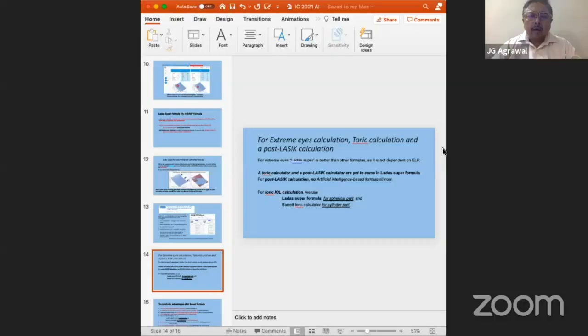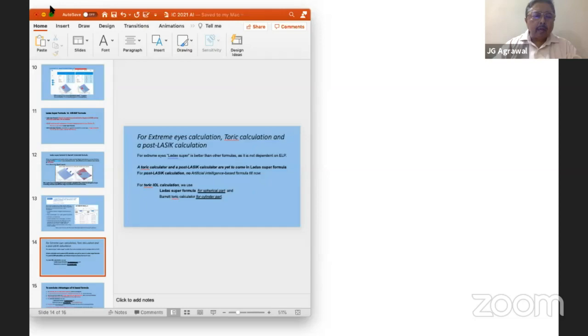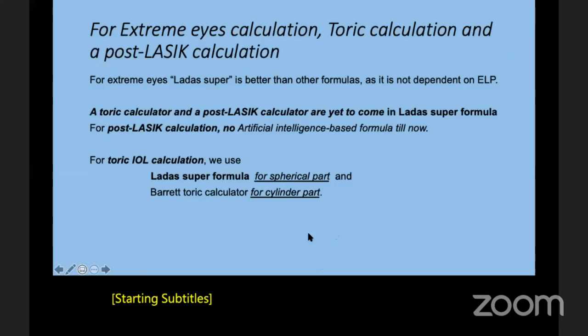Whether my screen is here? Not yet, doctor. Can you see my screen? Not yet. Okay. Yeah, now it's coming up. You can make a full screen. Okay, thank you. Yes, doctor, we can see it in full screen. Please go ahead. Thank you.